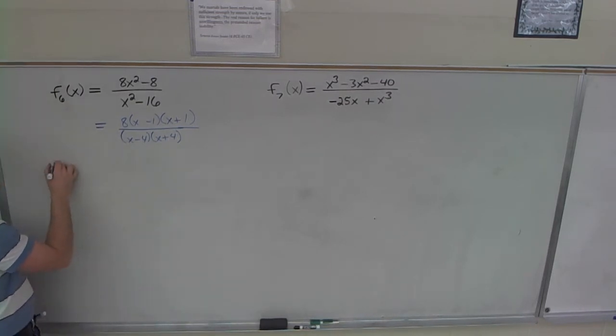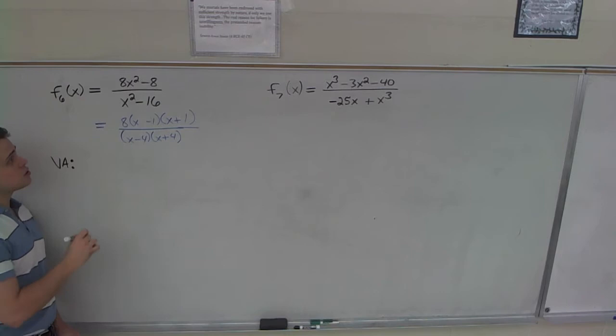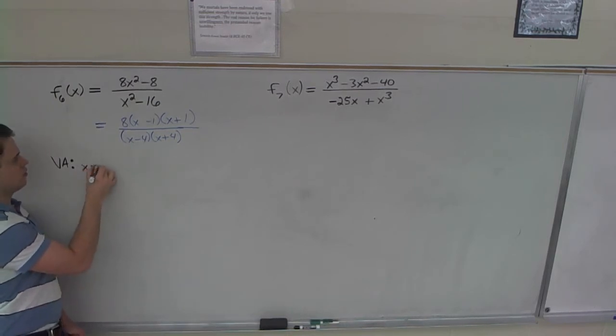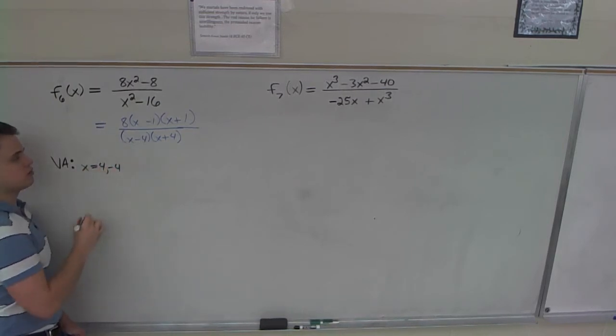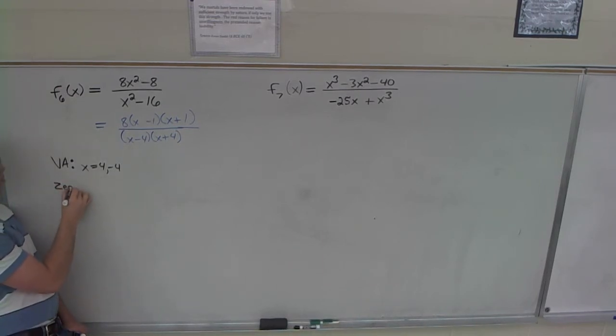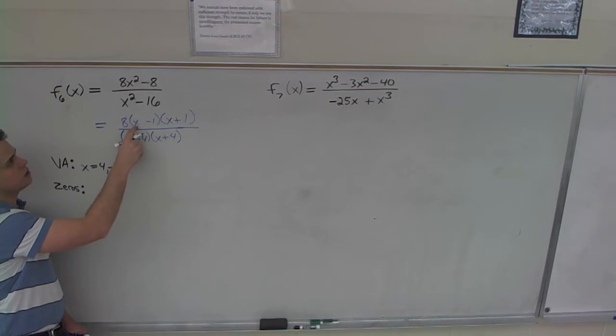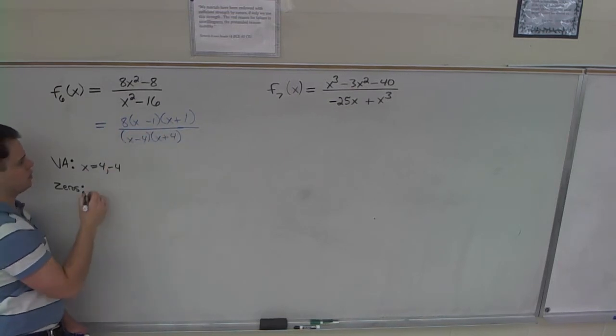So what are the vertical asymptotes of this guy? Remember, vertical asymptotes come from the bottom being 0. So the bottom is 0 at 4 and negative 4 on this rational function. Then we also want to set the top to be 0 because that's going to be where we get our x-intercepts, or our zeros. So the top is going to be 0 at 1 from right there and negative 1 from right there.